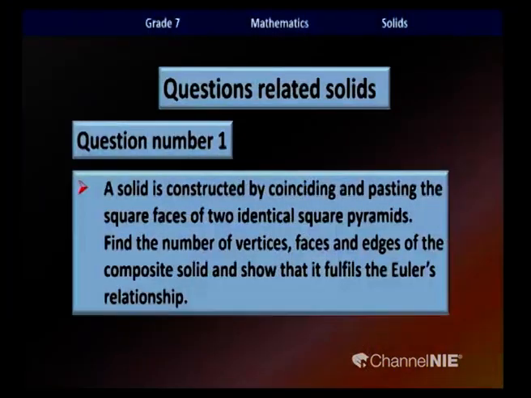We will once again read the question. A solid is constructed by coinciding and pasting the square faces of two identical square pyramids. Find the number of vertices, faces and edges of the composite solid and show that it fulfills the Euler's relationship.